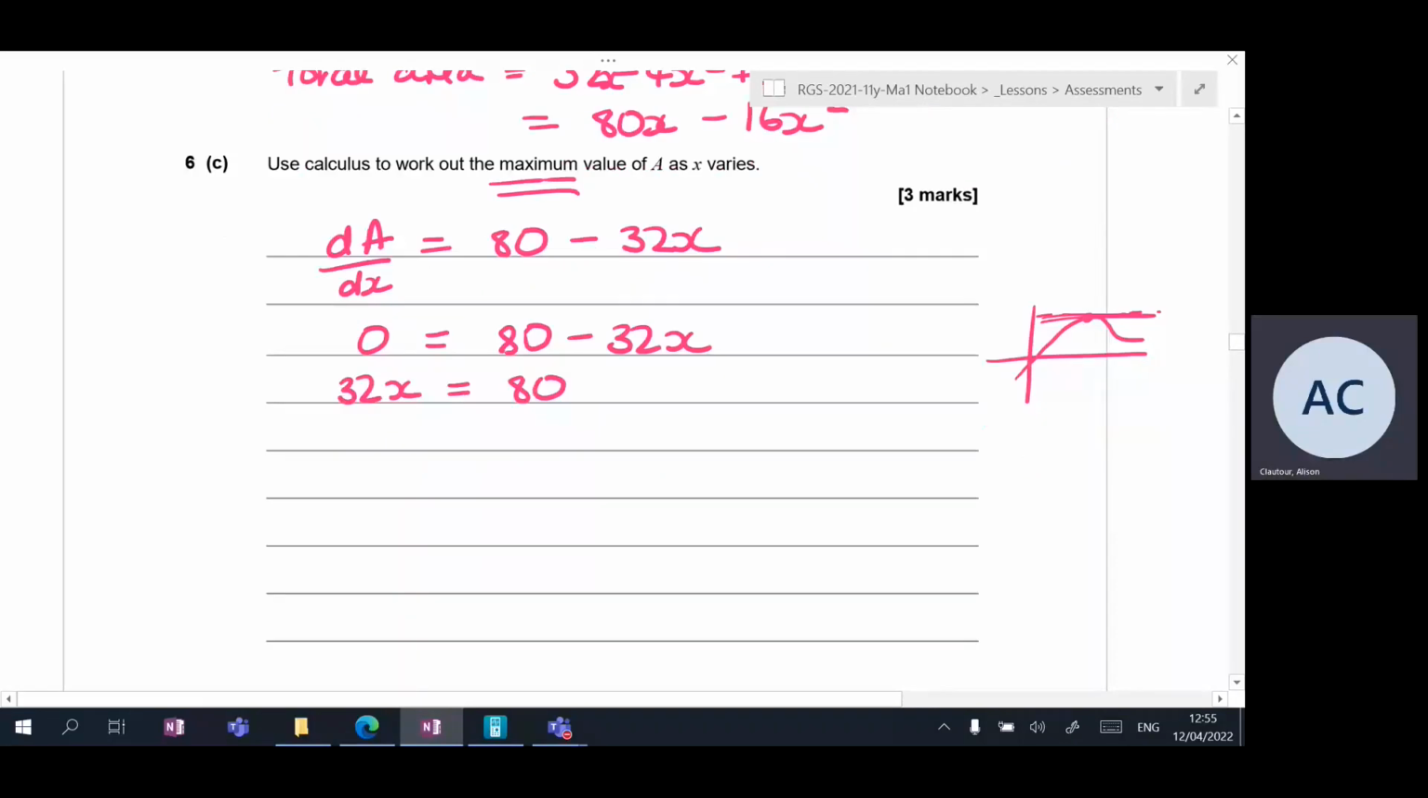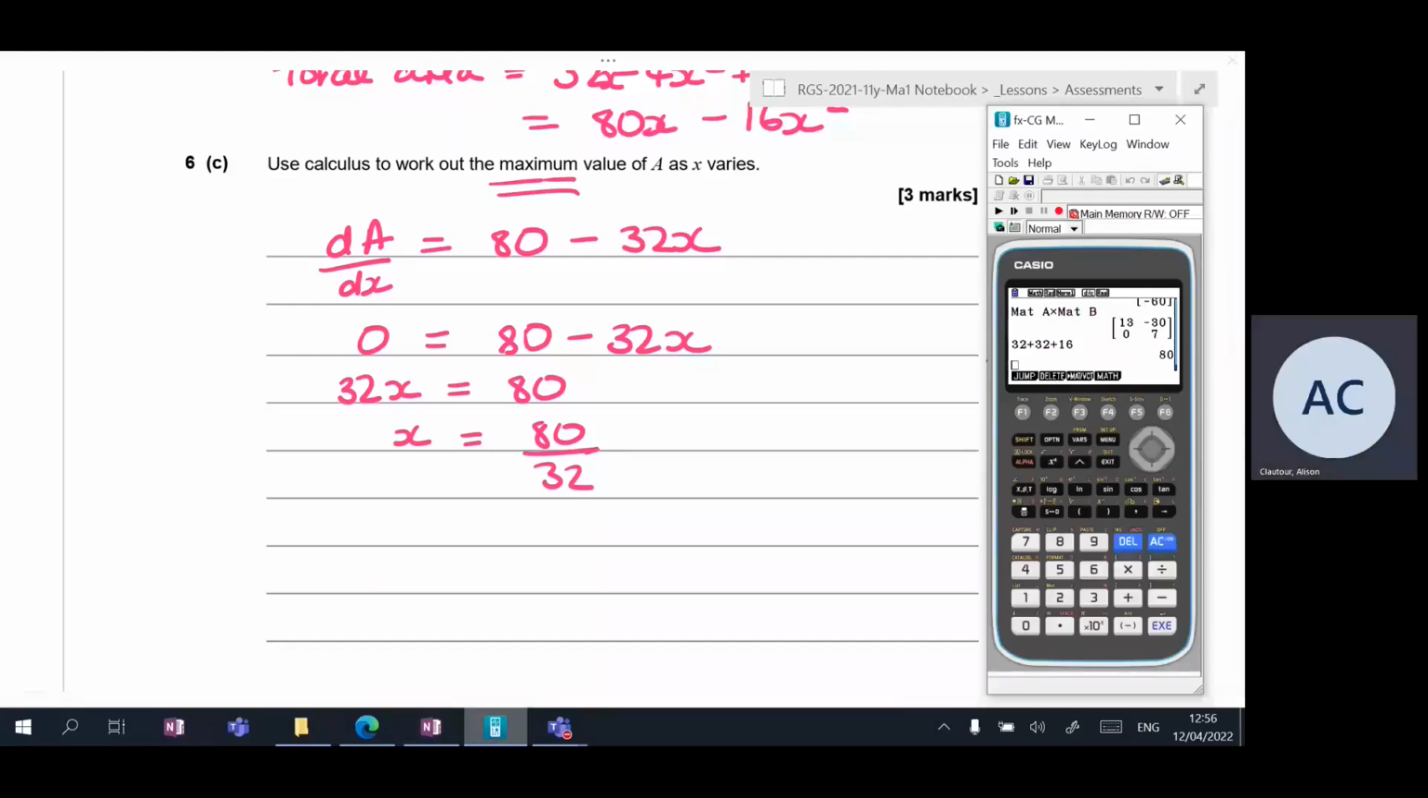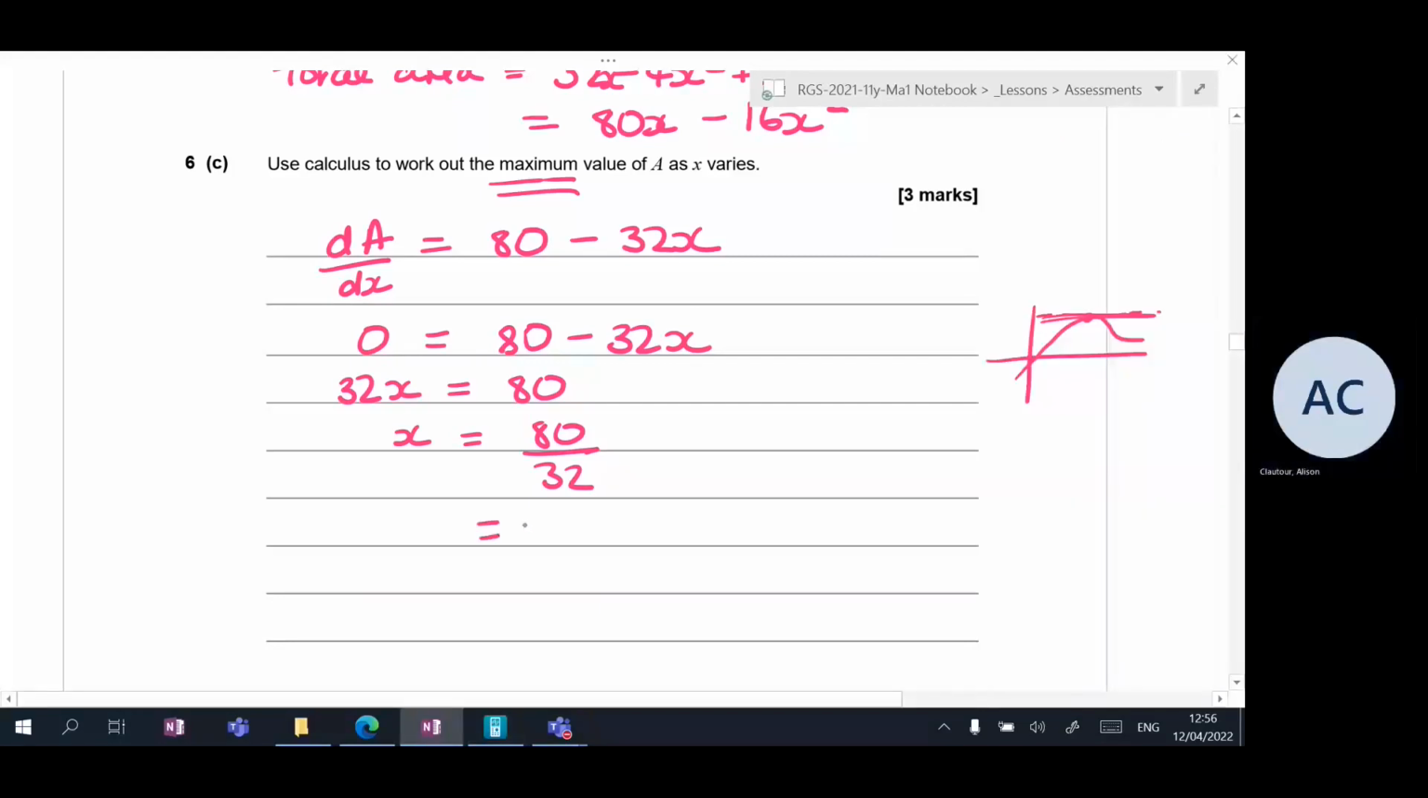So 32x equals 80, so x is 80 over 32, which is 2.5. Okay, again, you can use your calculator to double check this.